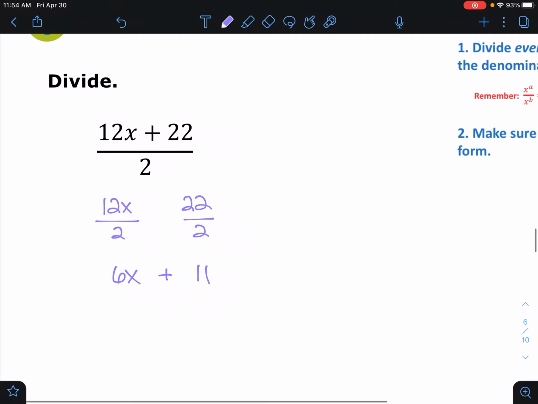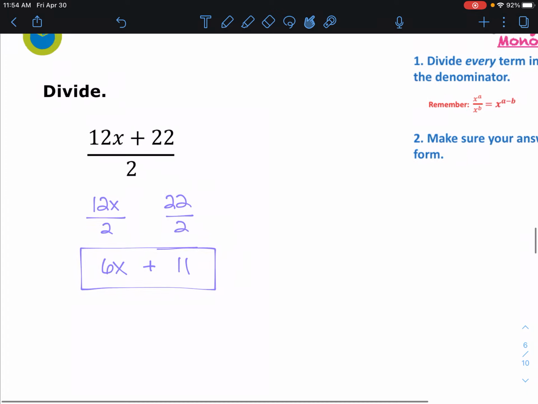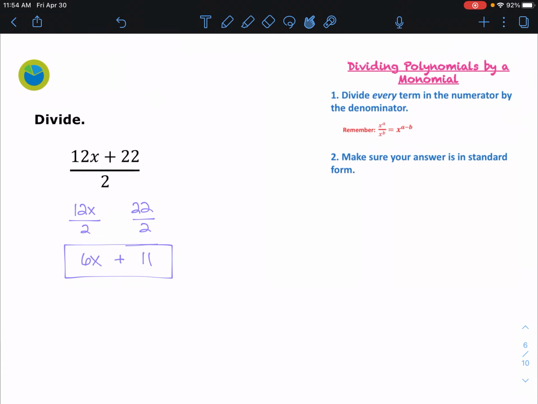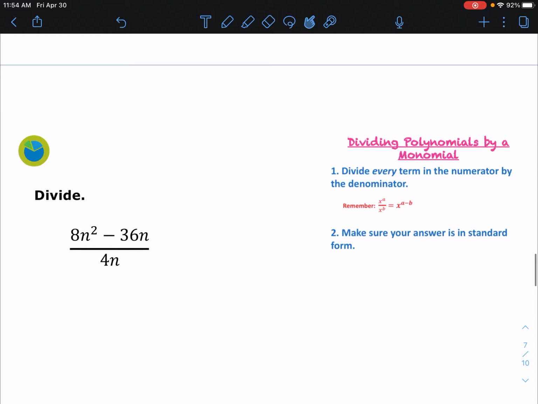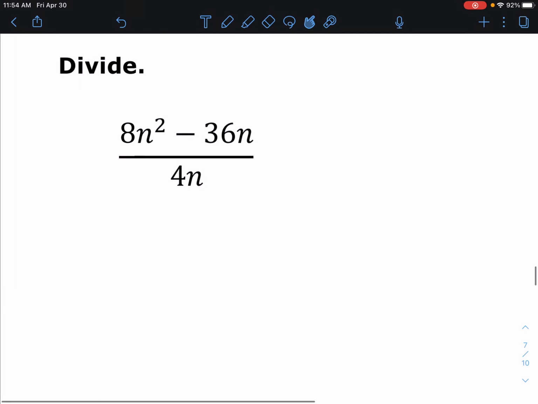So now, is this in standard form? Yes, and that's my answer. The key thing is remembering every term gets divided by the denominator. So every single one, you'll see that there, gets divided by 2. So this would be 6x plus 11, and that would be my answer since it's in standard form. And that's how you divide a polynomial by a monomial. Now, of course, they can get a little bit more challenging than this, but we'll gradually get a little bit more each time.